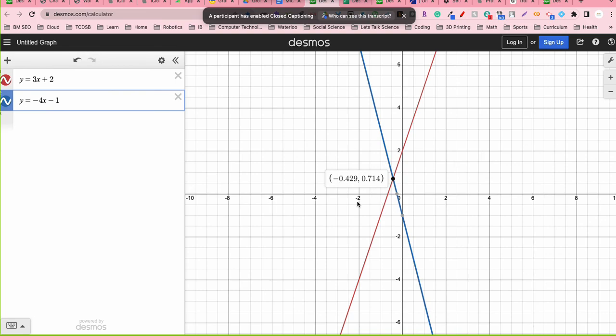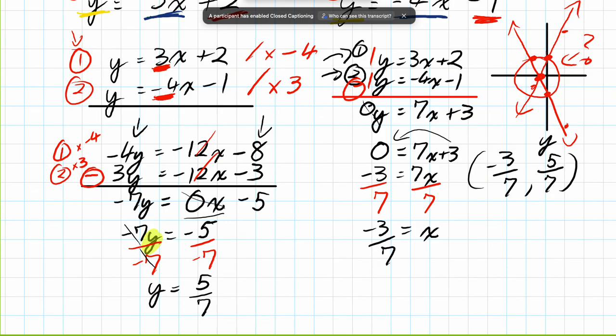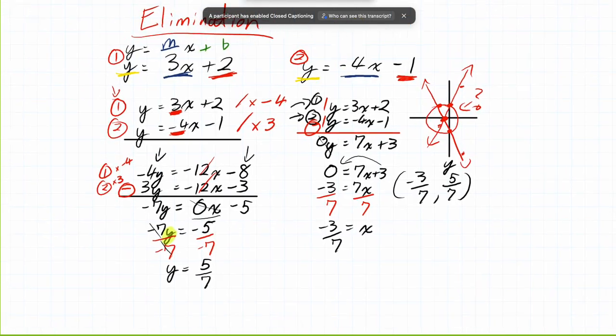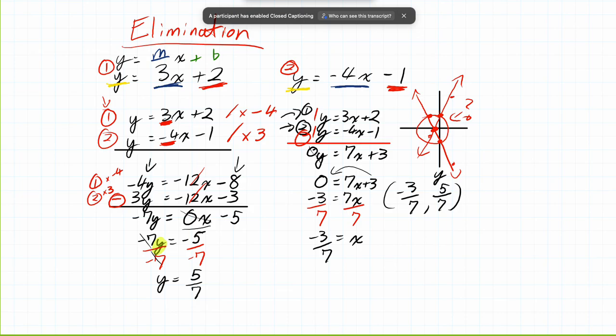We used elimination here to actually get through this process. And in some instances, some people might find this a much quicker way of solving than substitution tends to be.